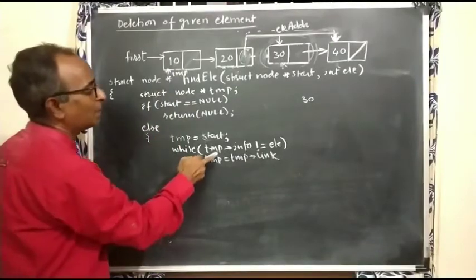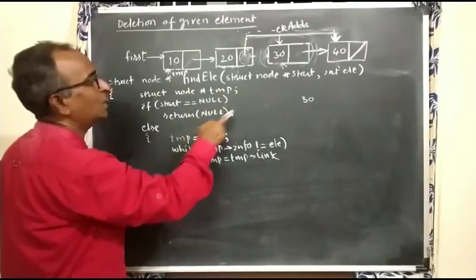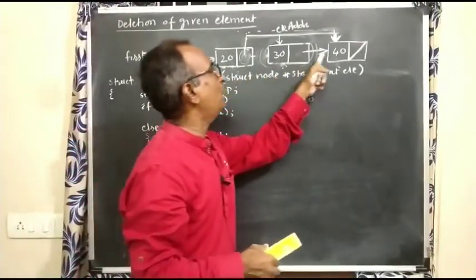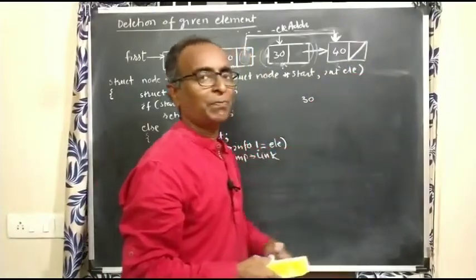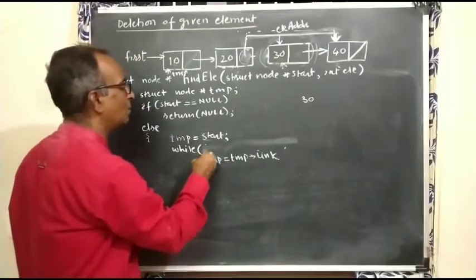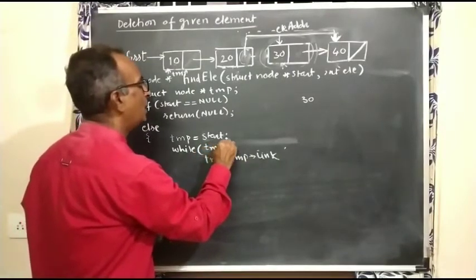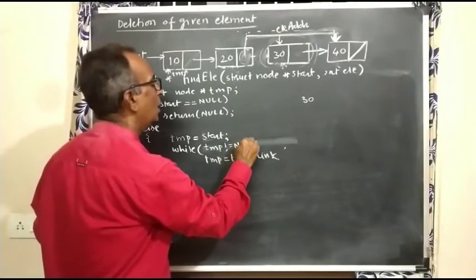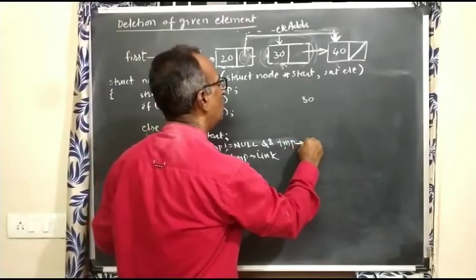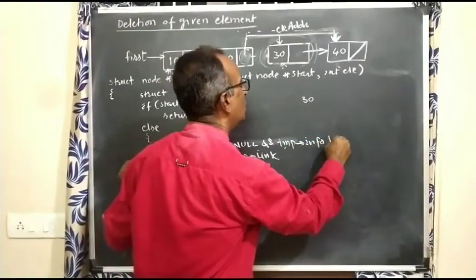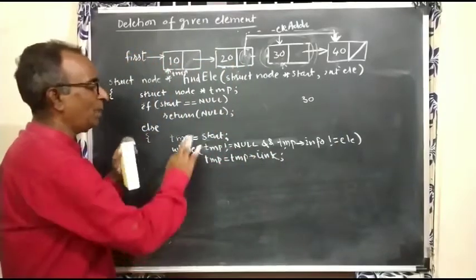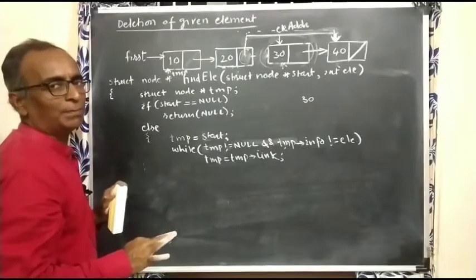But sometimes what happens, if you give this condition only and you are searching for 50, what will happen? Temp's info not 50, not 50, not 50, not 50. When you move again, it will give a segmentation fault. So whenever you are traversing, you should always check if temp is not equal to null and temp's info is not equal to the element to be searched, then temp is moved. Now in every case there won't be any segmentation fault.